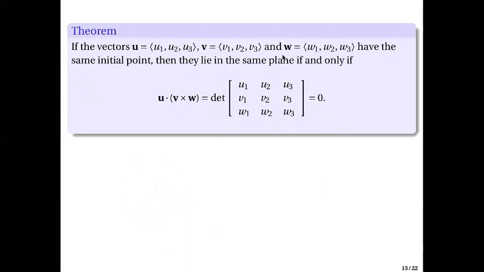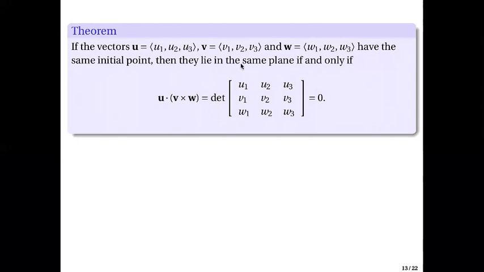You got three vectors. If the scalar triple product is equal to 0, then the three vectors are on the same plane. Conversely, if these three vectors are on the same plane, then you don't have a three-dimensional object and the volume will be equal to 0, which means the scalar triple product will be equal to 0.